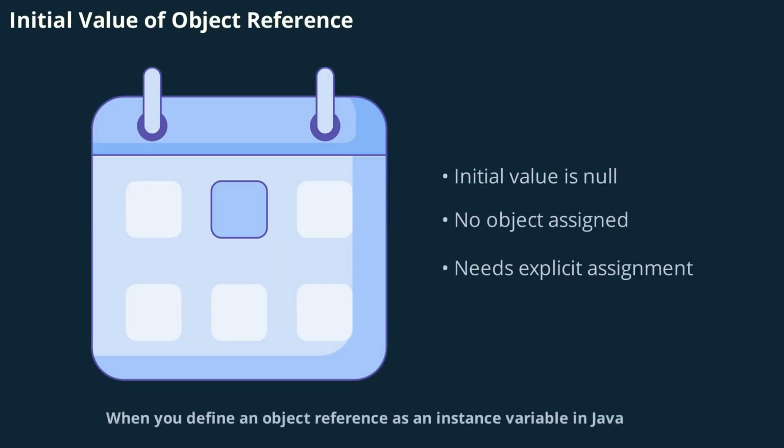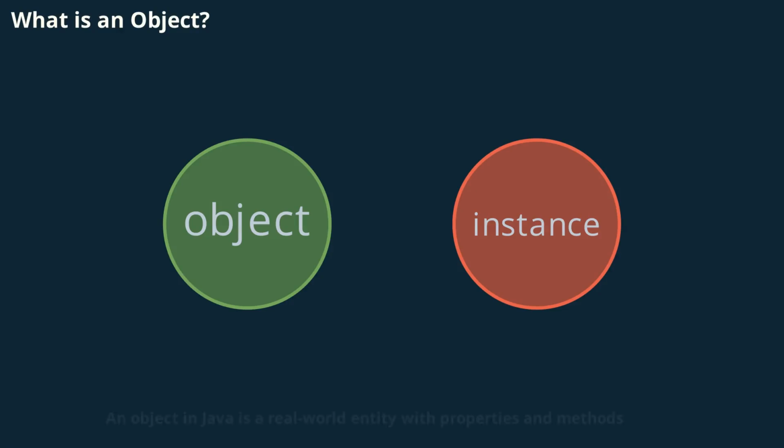When you define an object reference as an instance variable in Java, its initial value is null. This means it doesn't point to any object until you explicitly assign one. An object in Java is a real-world entity with properties and methods. It's an instance of a class, created using the new keyword. Objects are the building blocks of Java programs, representing everything from data to behaviors.